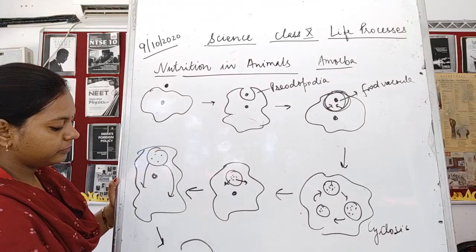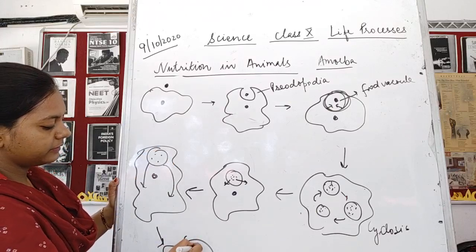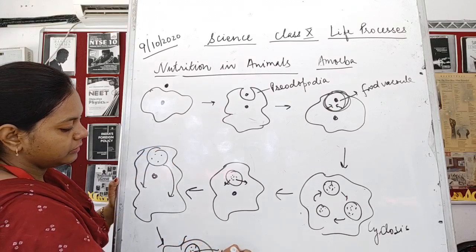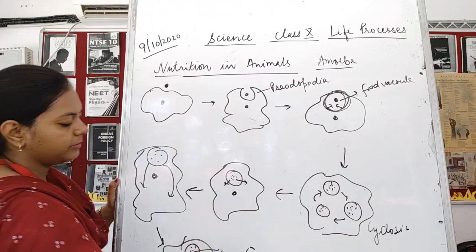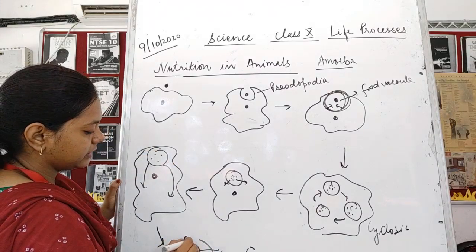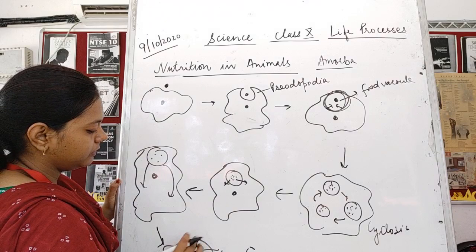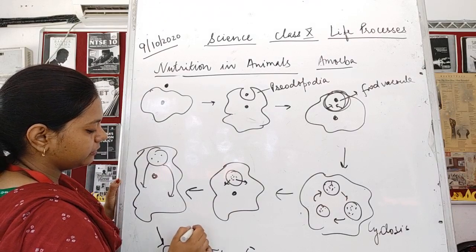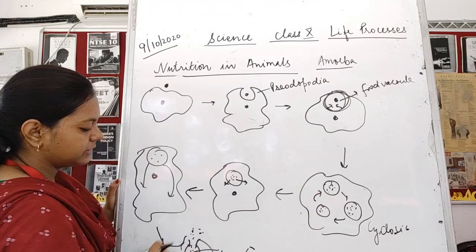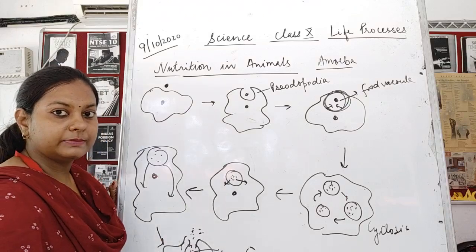And lastly, what is left in this amoeba is the waste product, which is being thrown out by the process called excretion. Again, this is going to be broken down and thrown into the outside environment. Okay, and you know that amoeba lives in water.